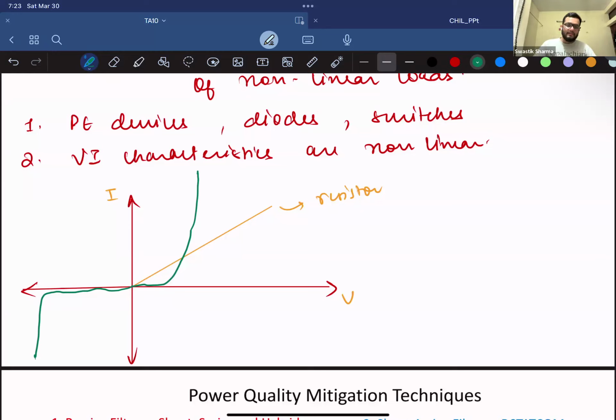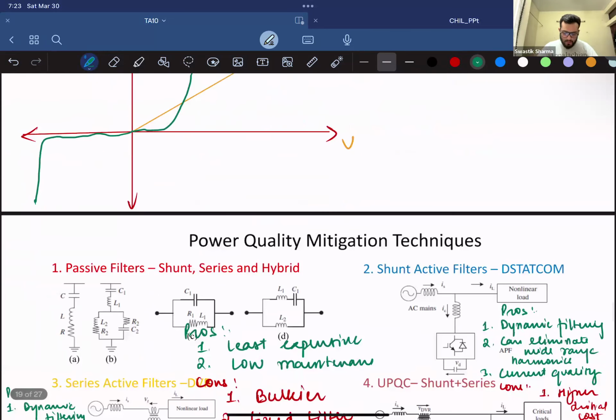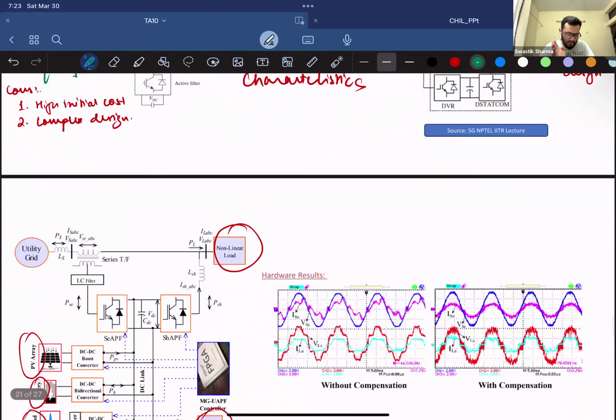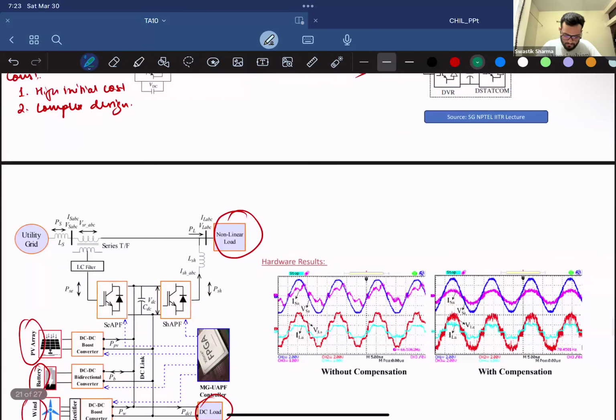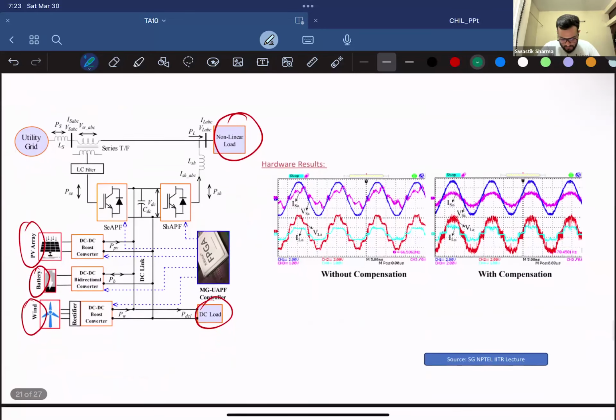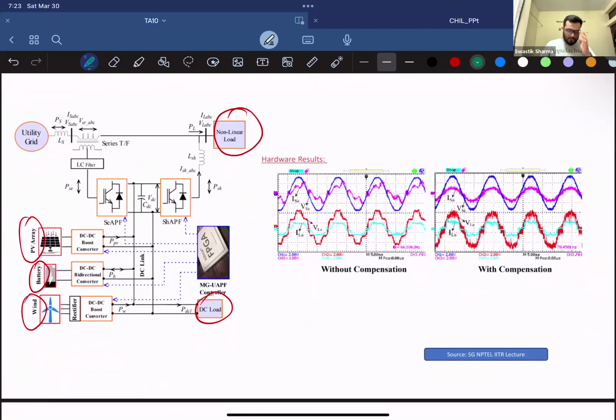These VI characteristics being nonlinear in nature produce differences in how voltage and current interact with each other and produce power quality problems. These power quality problems need to be sorted so that your system can behave as you want in the first place. So he used a shunt active power filter and a series active power filter to address the power quality problems caused by this nonlinear load in connection to a DC microgrid.